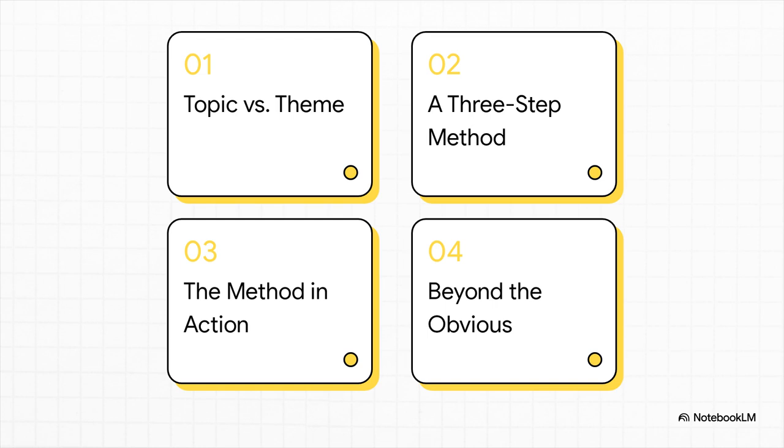First, we're going to nail down the difference between a topic and a theme. Then, I'll give you a super simple 3-step method you can use on anything. We'll even see it in action with a short story, and finally, we'll look at how authors get kind of sneaky and weave these messages in for us to find.